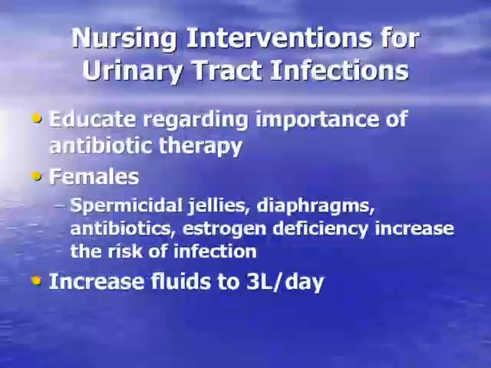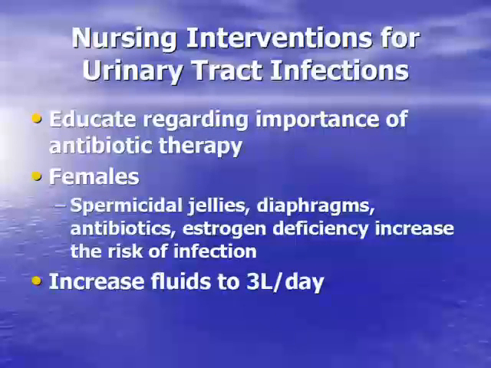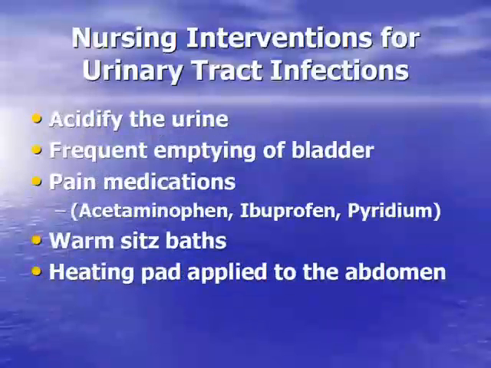So nursing interventions for patients with UTIs include educating regarding the importance of antibiotic therapy, also to teach our female patients that certain things will increase the risk of infections, such as spermicidal jellies, diaphragms, antibiotics, low estrogen levels. All of these can increase the risk. And to teach patients, it's important to keep fluid at about 3 liters per day. Those patients that don't drink much and that stay kind of dehydrated are at higher risk for developing urinary tract infections. Other things we've talked about: acidifying the urine, emptying the bladder very frequently.